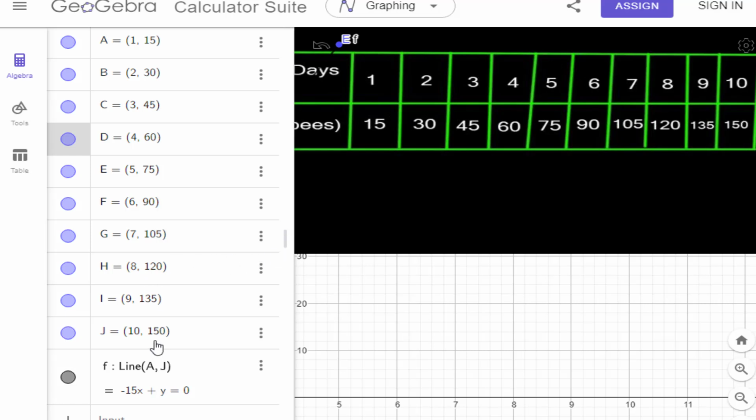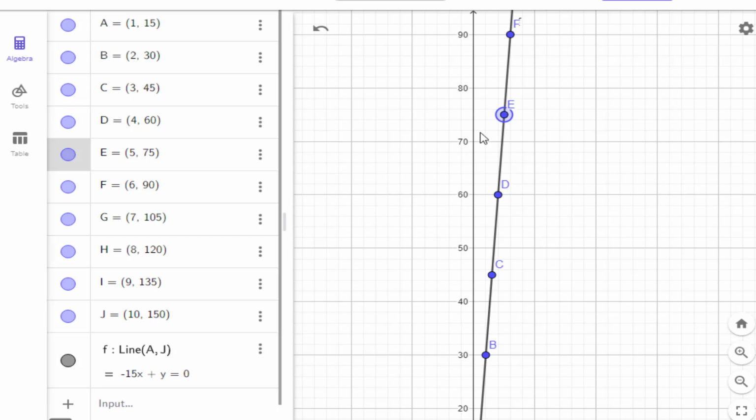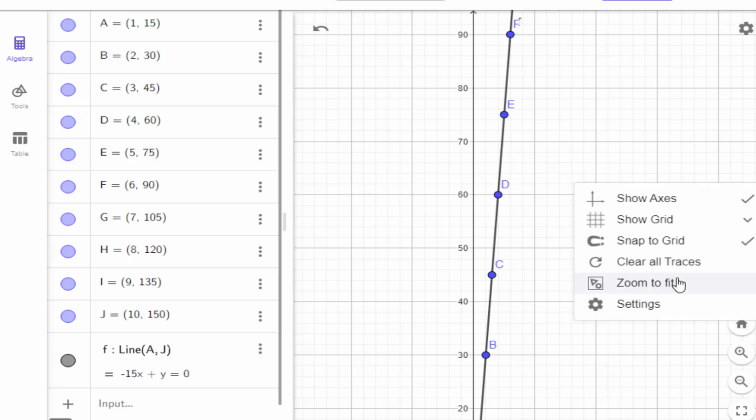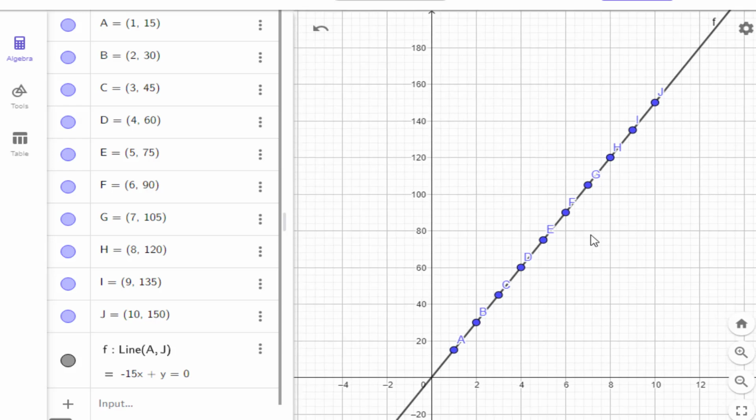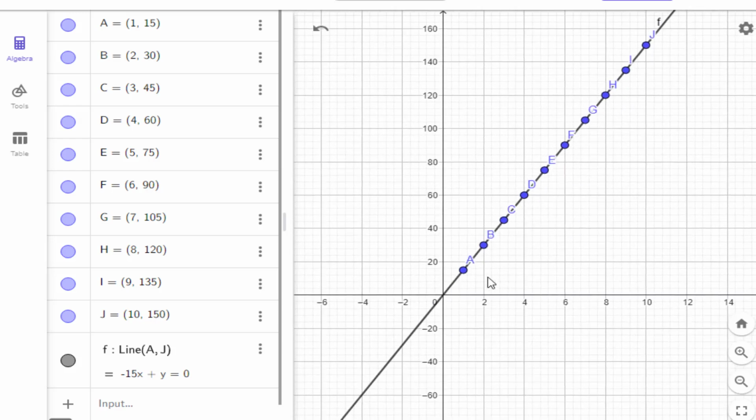Now let's see how its graph can be drawn using this GeoGebra calculator suite. And now for those points, let's see the graph, and it will be like boom. So you can see the graph. This is for point A, this is B, C, D, E, F, G, H, I, J. Okay, for 10 points, it is a straight line.